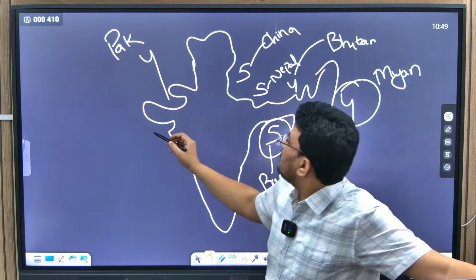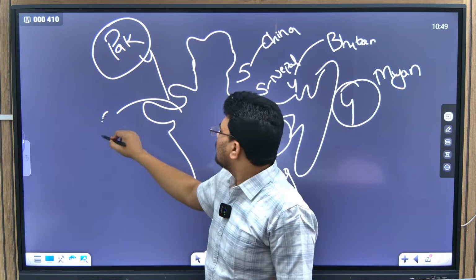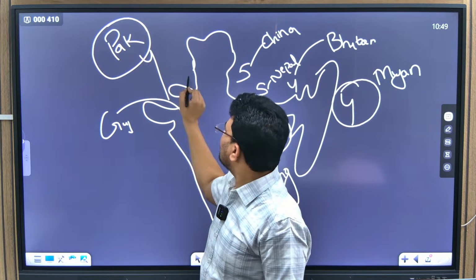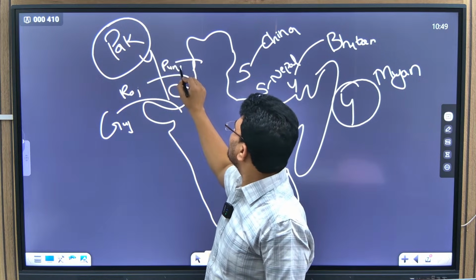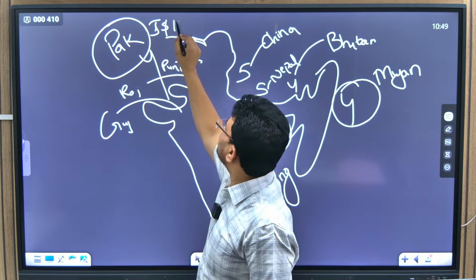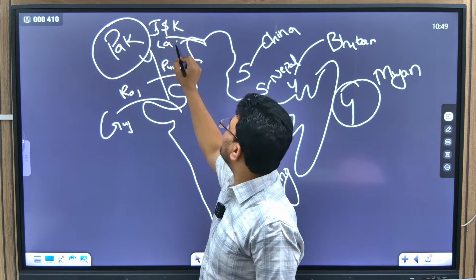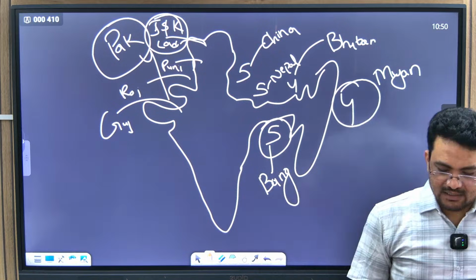First, let's talk about Pakistan. We have Gujarat, Rajasthan, Punjab. So I have taken both. Jammu Kashmir was previously a state, na? Jammu Kashmir and Ladakh as one. Okay, so these will be for Pakistan.